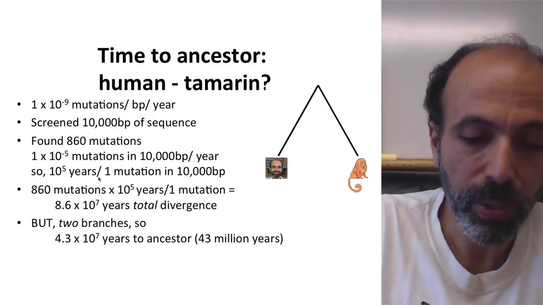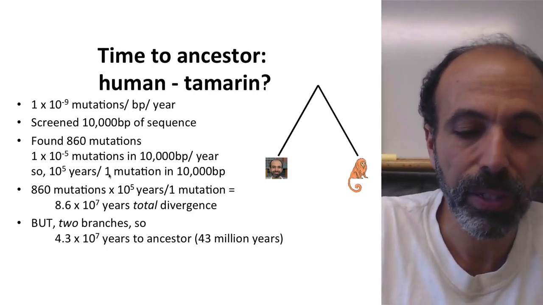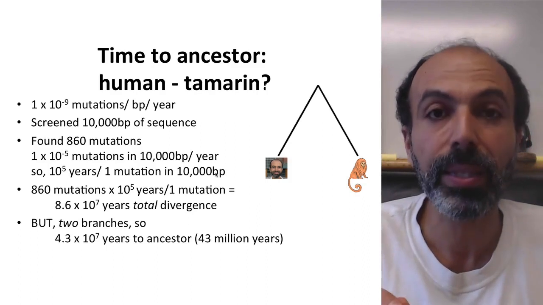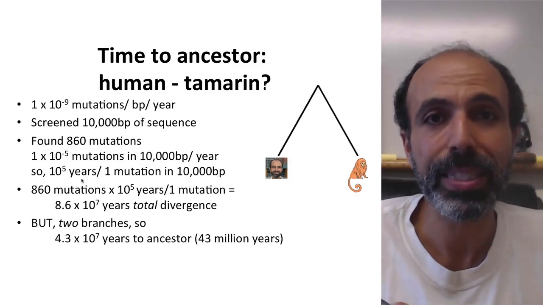Then I invert this whole thing, so I have years in the numerator and mutations in the denominator. So we have to wait 10 to the 5th years for every one mutation in this 10,000 base pairs. Okay, so this is a longer stretch. That's why we don't have to wait as long for it.